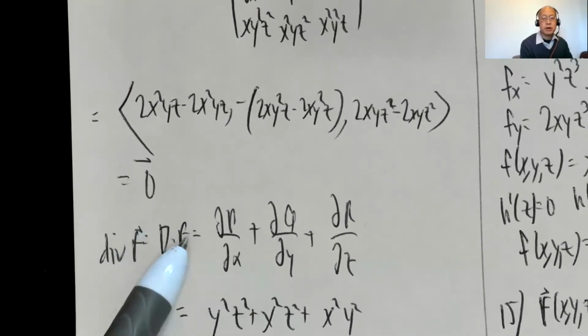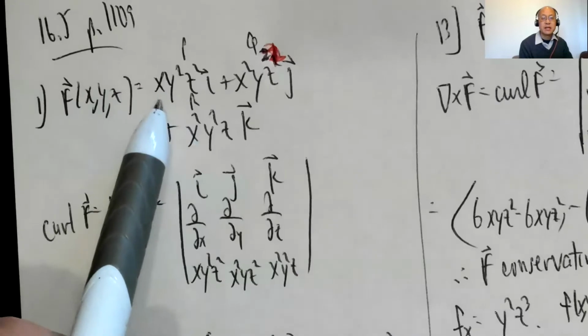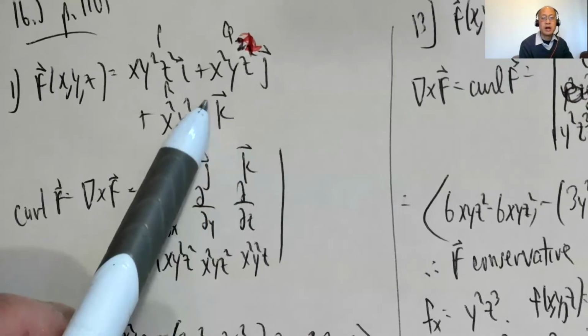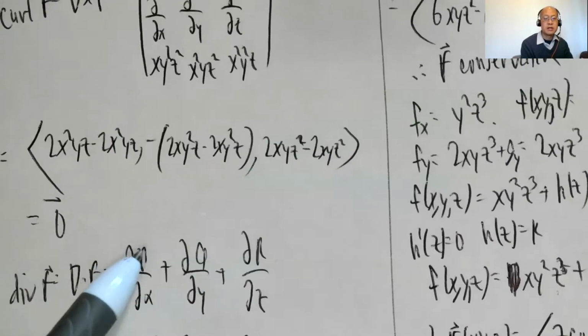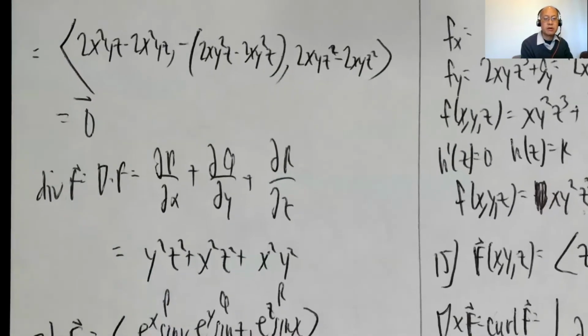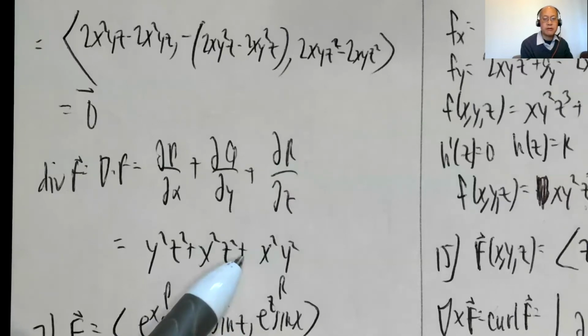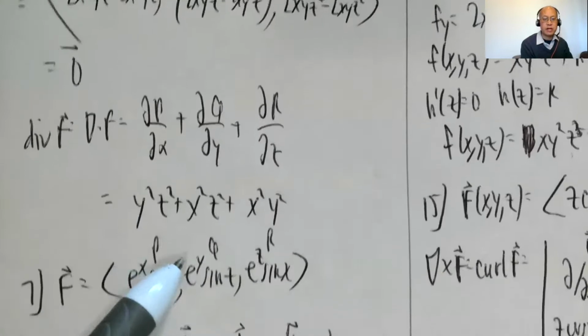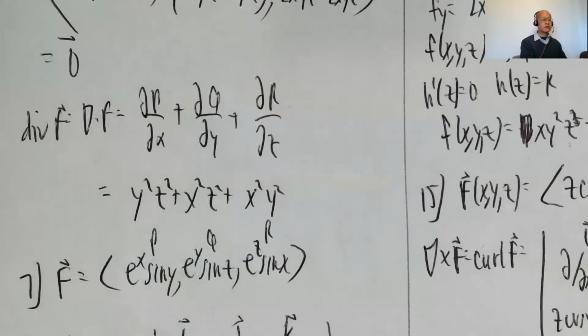Divergence is the partial of P with respect to x, so y squared, z squared. The partial of Q with respect to y was x squared, z squared. And the partial of R with respect to z is x squared, y squared. So that's all.